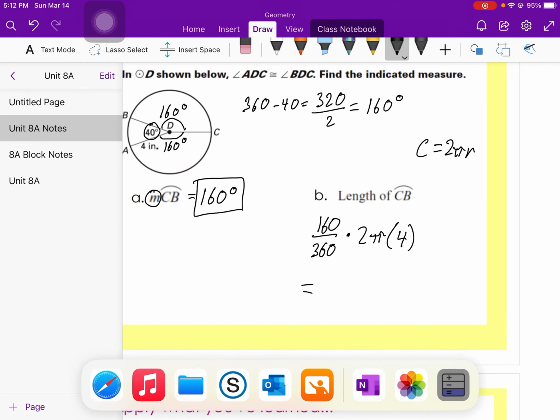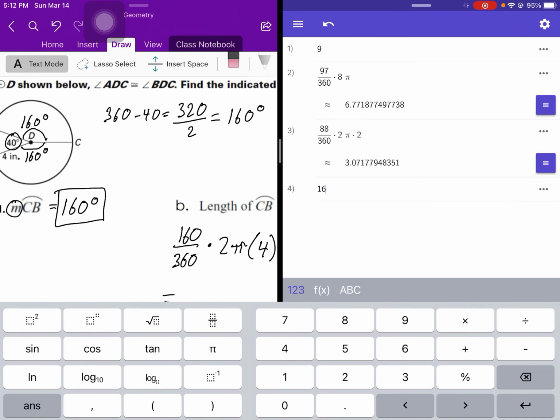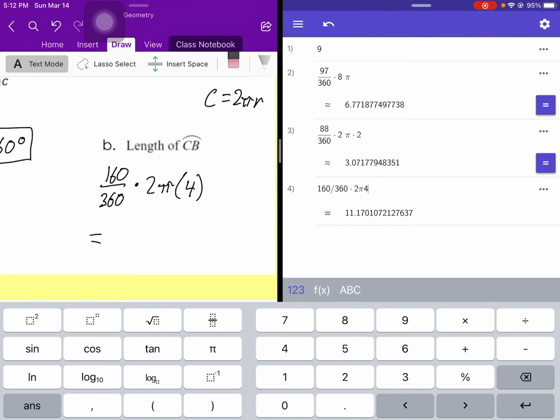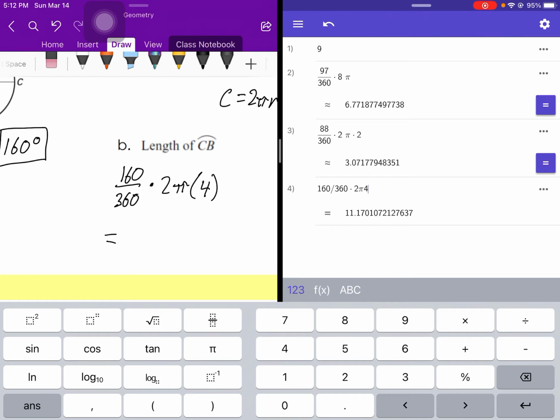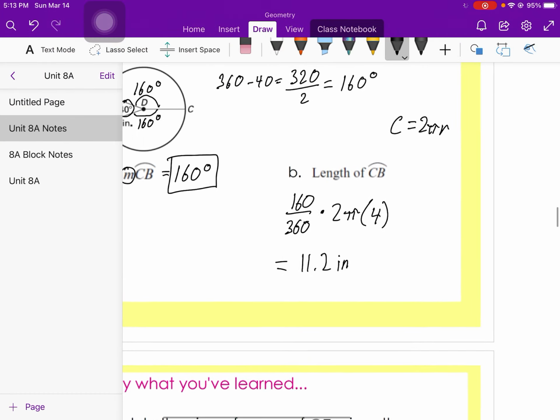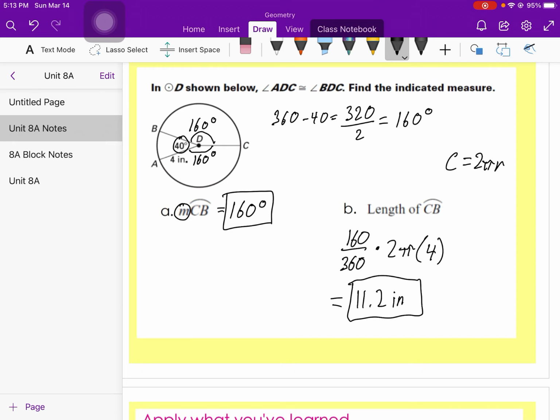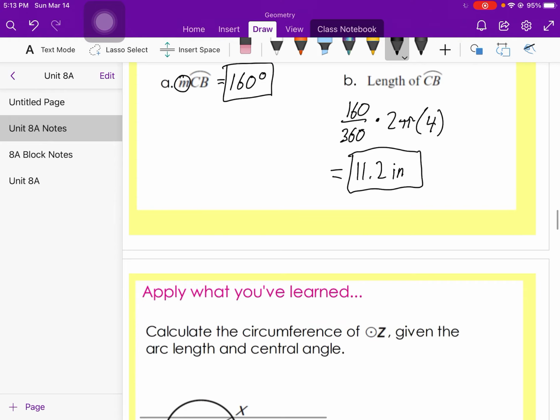Type this into our calculator. It's nice that we just have a pi button to use. And we get 11.2 is what we're going to round this to. 11.2, and then it was in inches. So there we go. Not too bad. And just remember, this is not the whole circumference that we're finding. It's just a chunk. So we figured out the total distance from B to C.